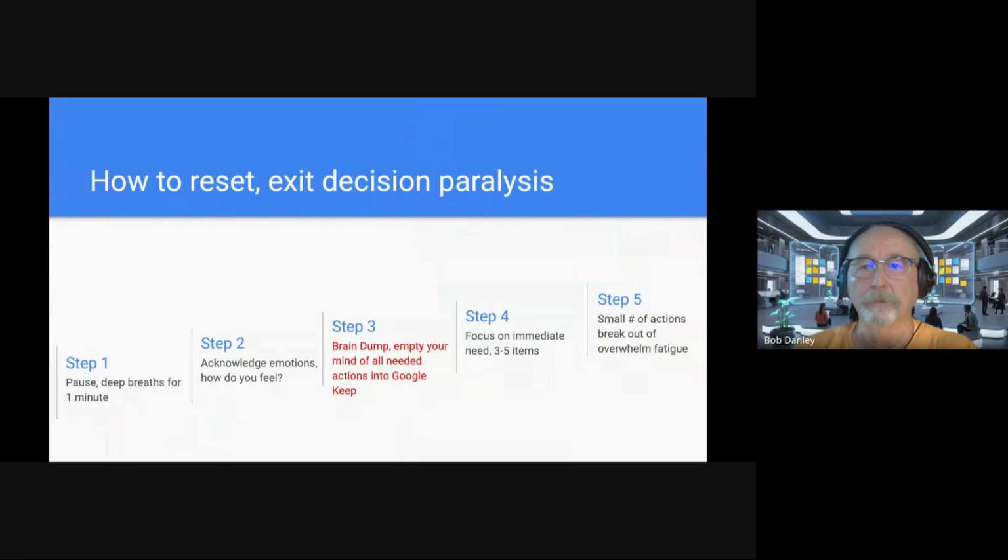You're going to use Google Keep and most likely your smartphone to dump all those actions that are locked up in your head into Google Keep. Use the speech input. It makes it really fast. And once you're done, you're going to focus on the immediate need. You're going to select 3 to 5 items. And you have an opportunity to do those to help you break out of this mental paralysis, okay?